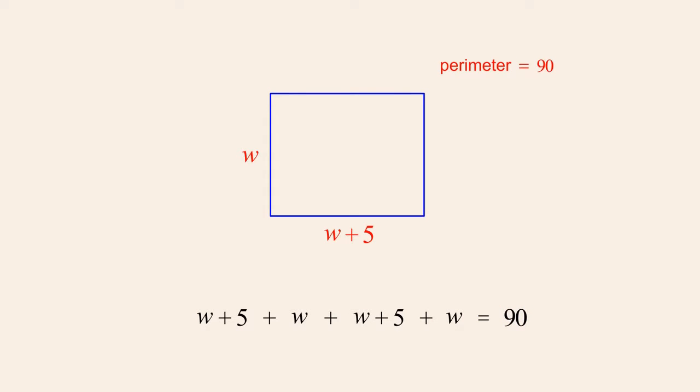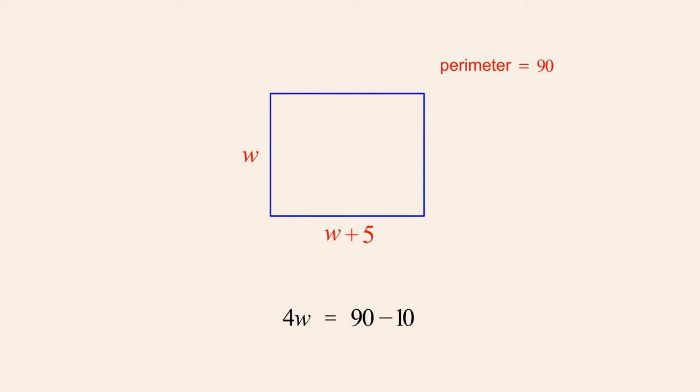Collecting like terms, we group all the W's together on the left. We then simplify the equation by writing W plus W plus W plus W as 4W and 5 plus 5 as 10. We can then eliminate the 10 on the left by subtracting 10 from both sides of the equation, which allows us to cancel the negative 10 and positive 10 on the left.